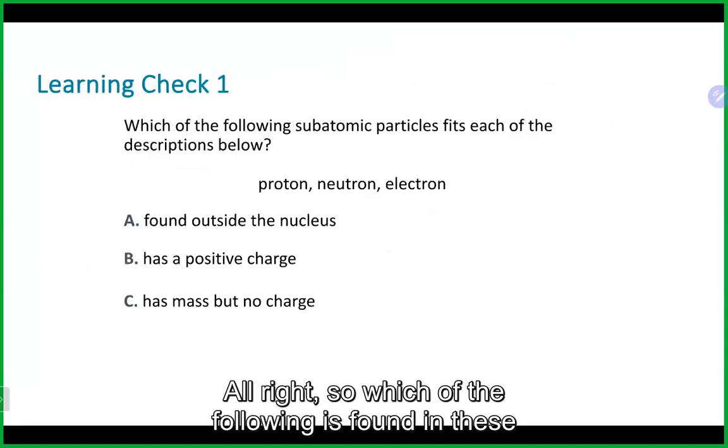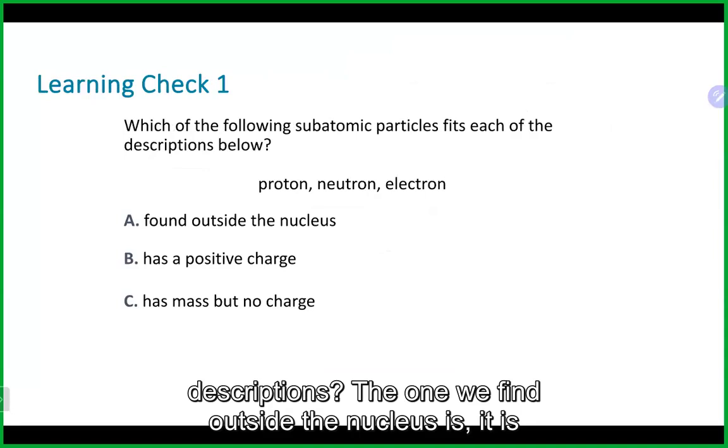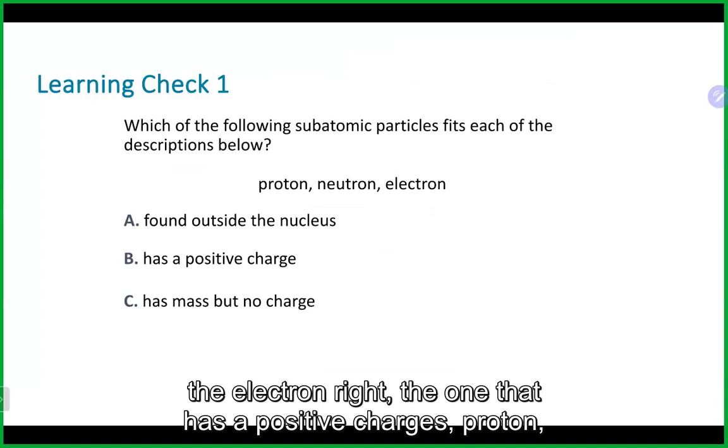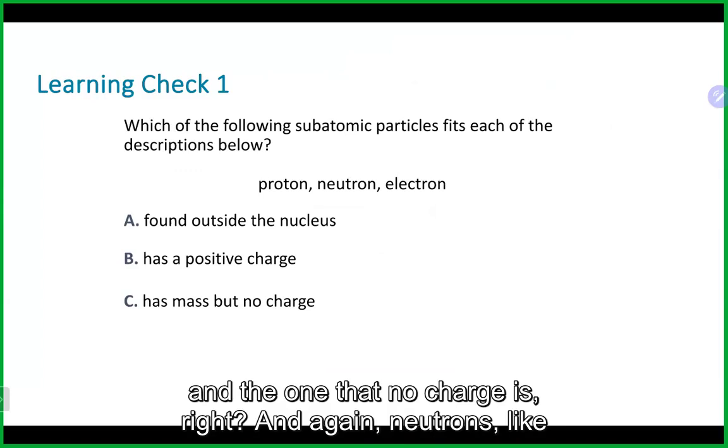All right. So which of the following is found in these descriptions? The one we find outside the nucleus is the electron, right? The one that has a positive charge is the proton, and the one with no charge is the neutron.